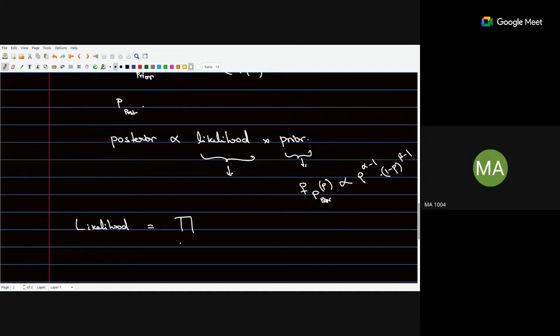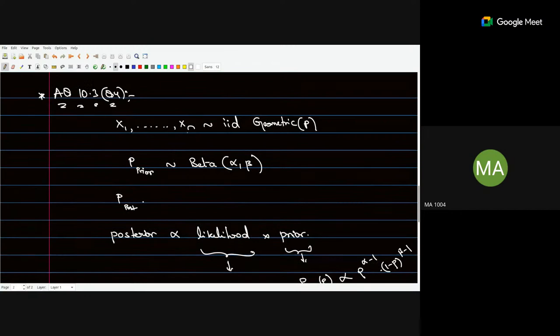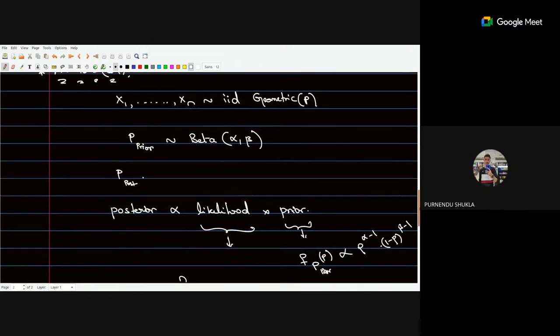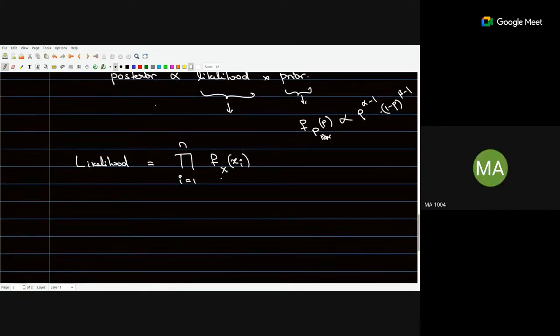This will be the product for i equals 1 to n of f of xi. All of the xi's, x1 to xn, are coming from geometric p. So what is this? This is the probability that x takes the value xi when x follows geometric p. You are getting the first success at the xi-th trial, so you got xi minus 1 failures, that is 1 minus p whole power xi minus 1, and 1 success, that is p.